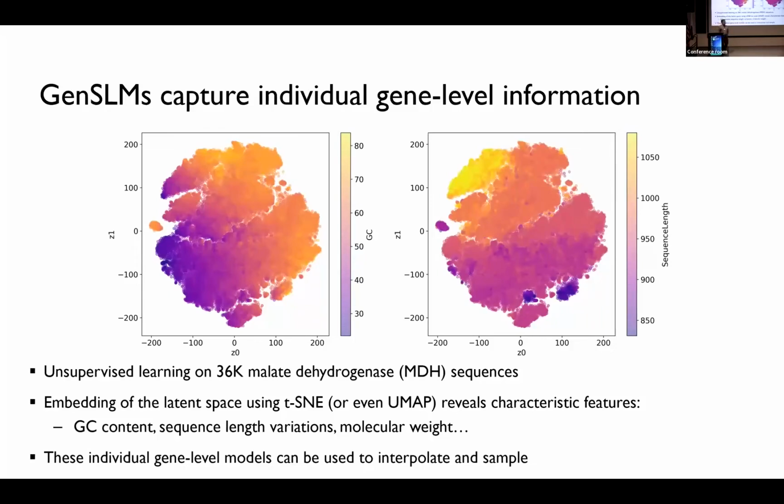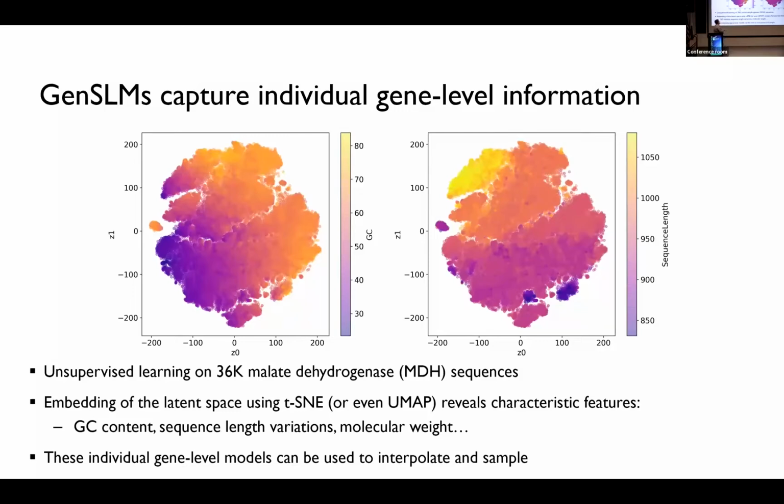So these 36,000 malate dehydrogenase sequences are quite diverse. They come from various organisms. There is nothing special about them. They're all naturally occurring sequences. And we said, do we understand anything if we embed those sequences into this latent space that is represented by this GenSLM model? So these are genome scale language models. That's why they're called GenSLMs.